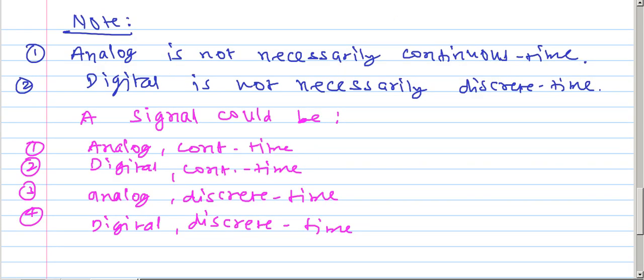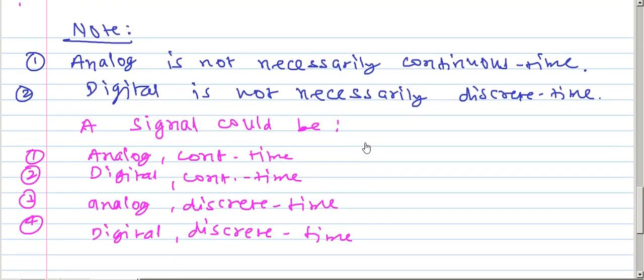Now there is some confusion among students between analog and continuous time, and digital and discrete time signals. So let us clarify it. Note that an analog signal is not necessarily continuous time. An analog signal could also be discrete time, and a digital signal is not necessarily discrete time. This digital signal could be continuous time also.